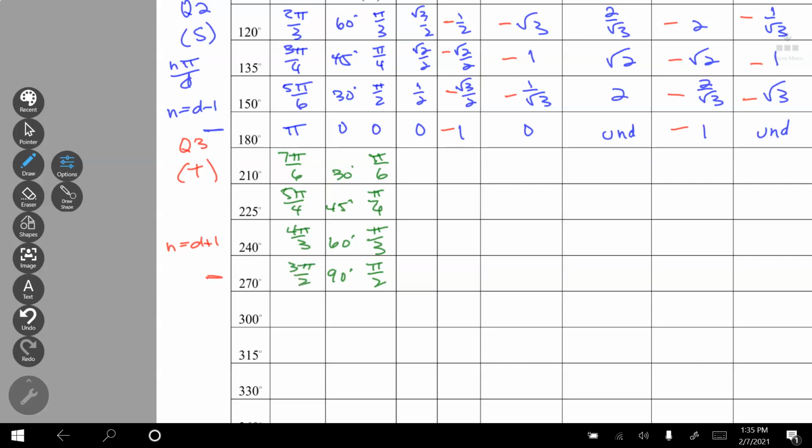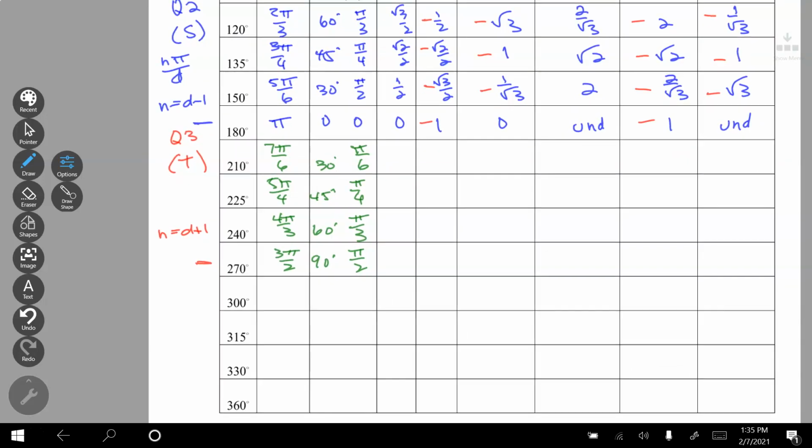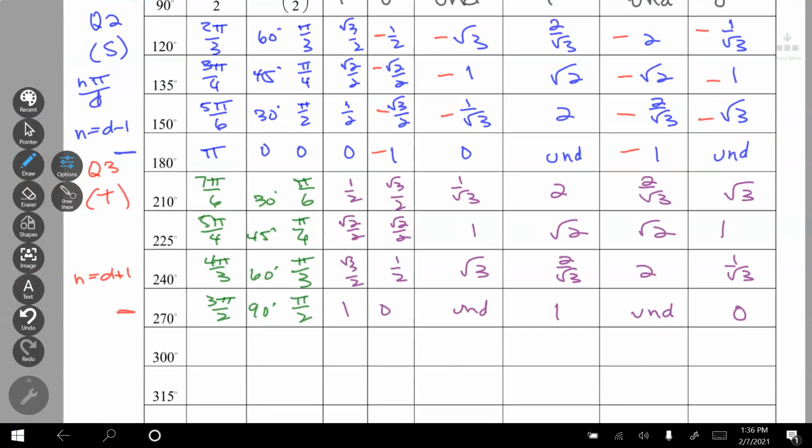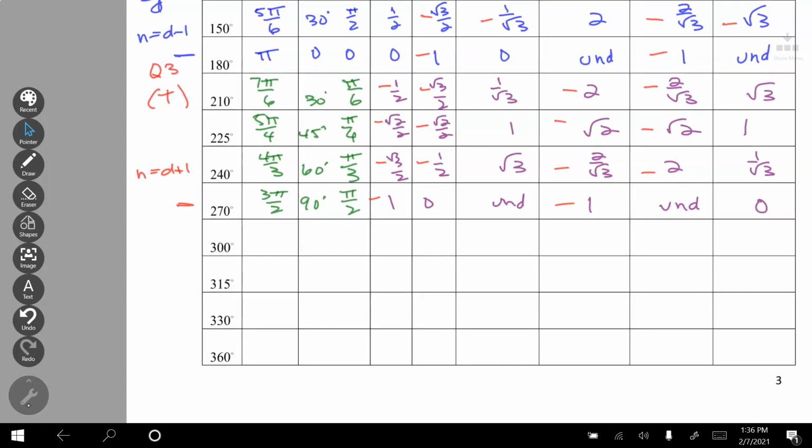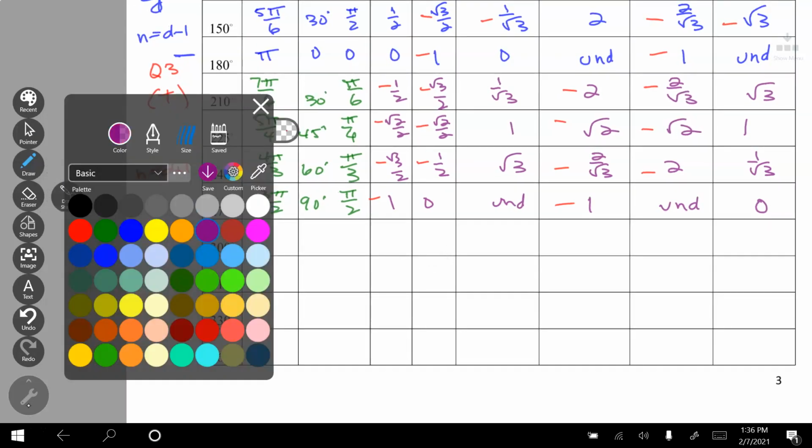And I could fill in the rest for the sine, cosine, tangent, cosecant, secant, cotangent values. And because I'm in quadrant 3, the tangents are positive. These are the third column. So sines are negative, cosines are negative. That means cosecants are negative, secants are negative, and I don't have to do the zeros or undefined. And then I'm going to move to quadrant 4, which will start off in purple.